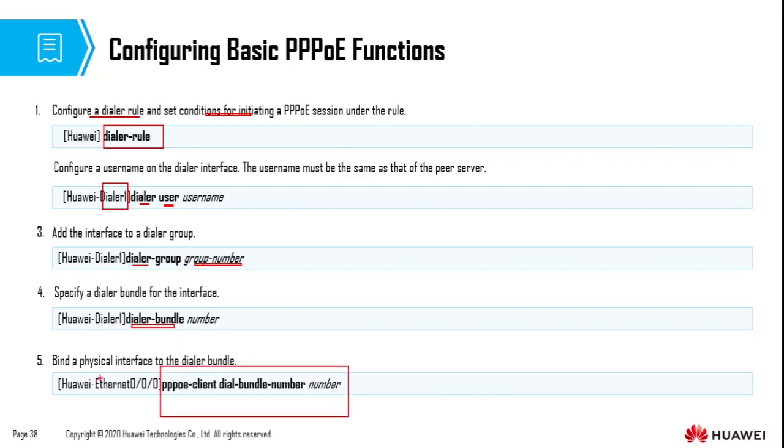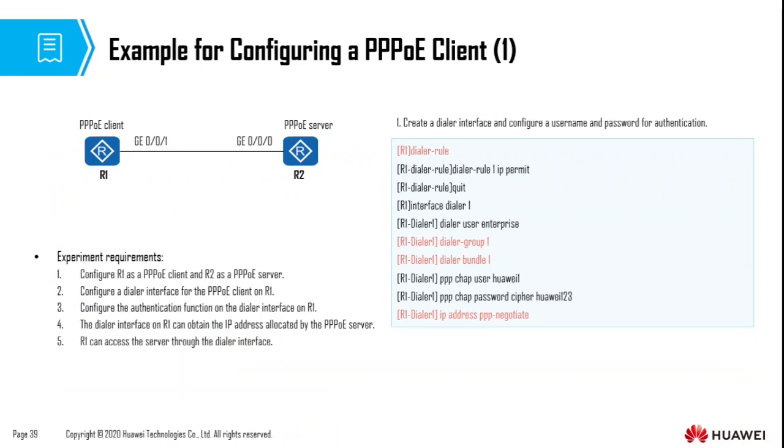You have to go to the particular interface, then use the command PPPoE-client dial-bundle-number, then the number of that particular bundle that you created. So this is an example of how to configure a PPPoE client. In this particular example, R1 acts as the PPPoE client while R2 acts as the PPPoE server.